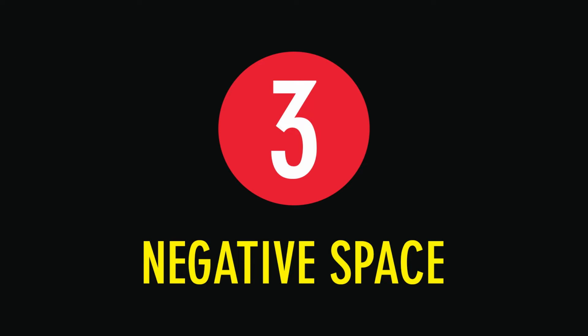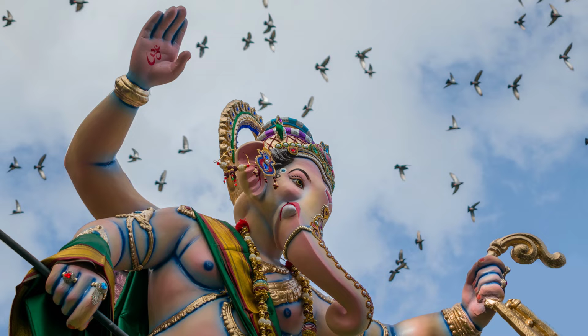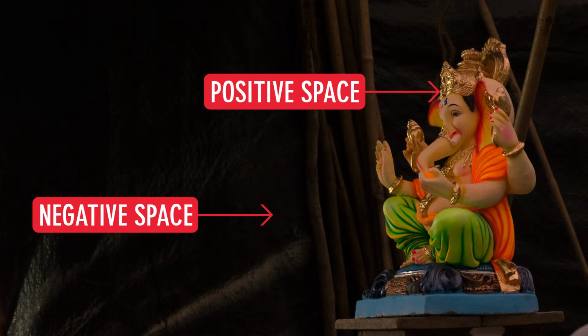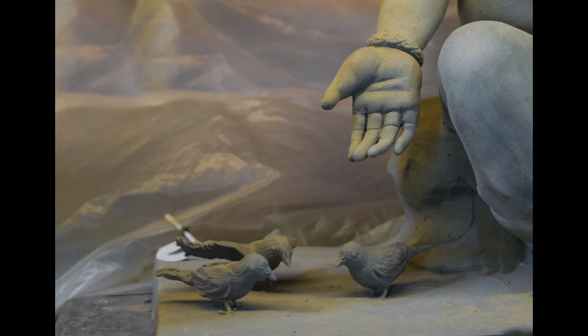Negative space. As photographers, we choose what to include and exclude in a frame. Positive space is the subject, that is Ganpati Bappa, while negative space is the unoccupied area of the image. It can be plain color or any pattern or background that does not catch the eye.